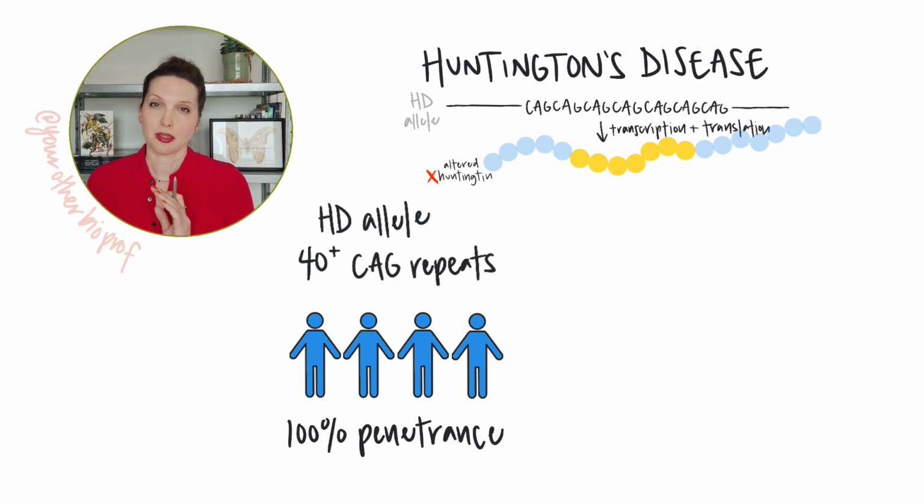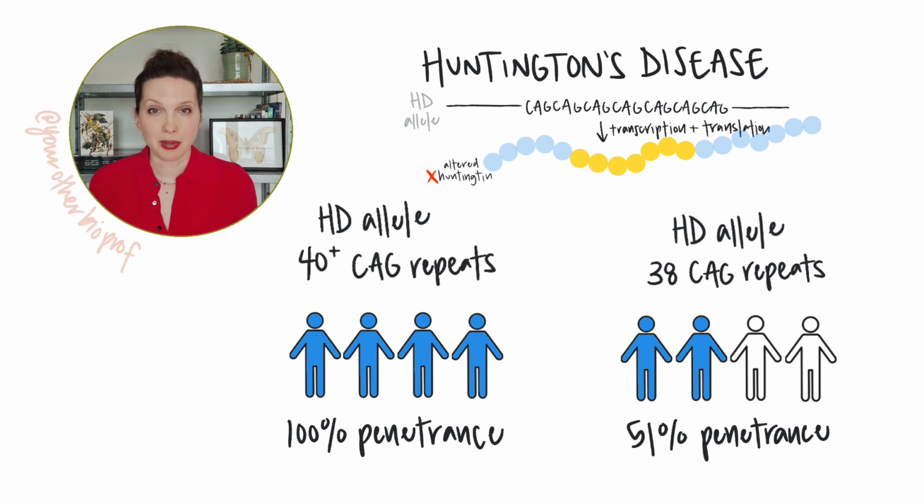But individuals with between 36 and 39 CAG repeats may develop Huntington's disease, or they may not. Incomplete penetrance. One study showed a penetrance of 51% for genotypes containing the 38 repeat CAG allele, meaning that individuals with that 38 repeat allele have a 51% chance of developing Huntington's disease by age 75. So the penetrance can also tell you the probability that an individual with a particular genotype will develop or express a particular disease or phenotype.